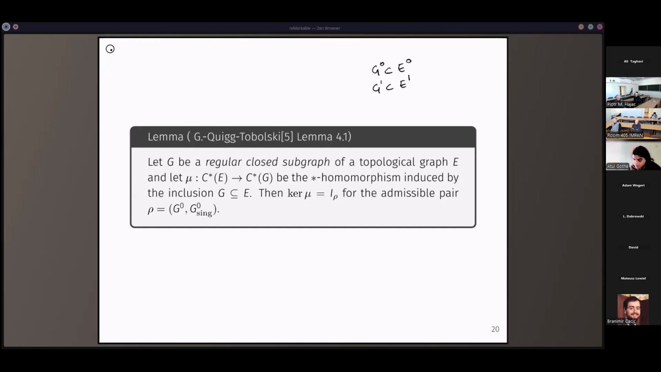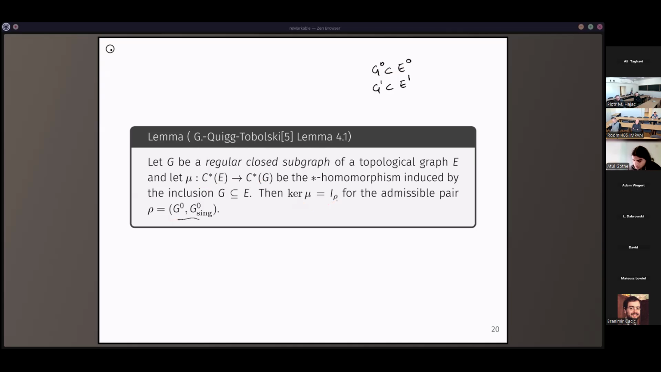So now, if G is a regular closed subgraph, again the exact definition does not matter, but what this means holistically is that G0 behaves well inside E0, G1 behaves well inside E1, such that when we look at the induced star homomorphism between the C star algebras, which is induced by this inclusion, the kernel of this star homomorphism is in fact just I rho, defined earlier, for the admissible pair which corresponds to G0 and G0 singular.